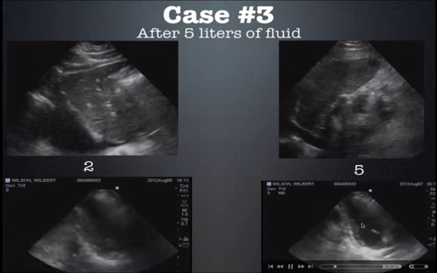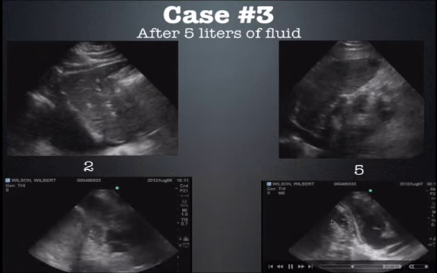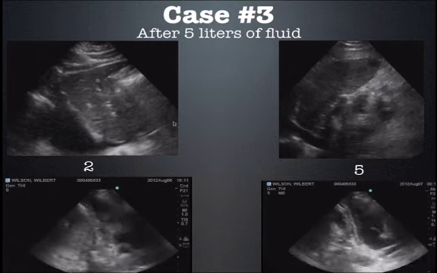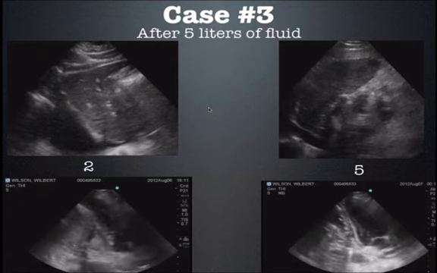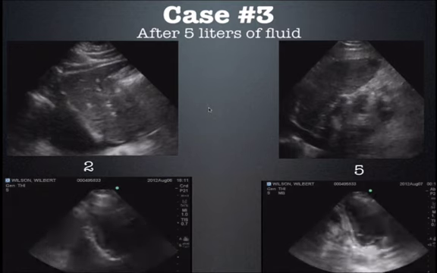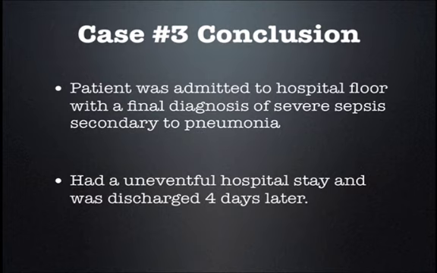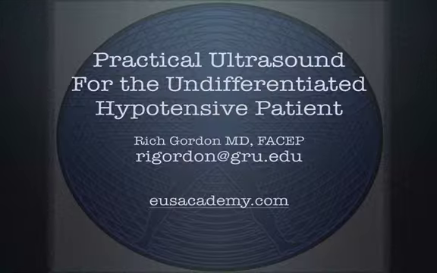Here's the heart after 5 liters. This is the same patient. You can see the end diastolic volumes are much better. Ejection fraction is within normal limits. So the conclusion, patient was admitted to the hospital floor with a final diagnosis of severe sepsis secondary to pneumonia. Patient had an uneventful hospital stay and was discharged 4 days later.